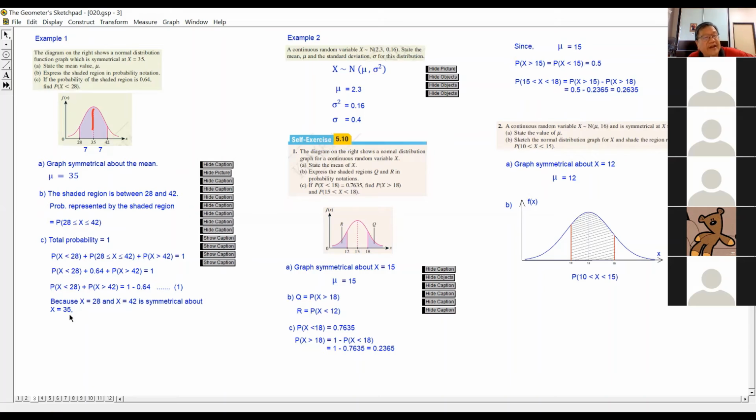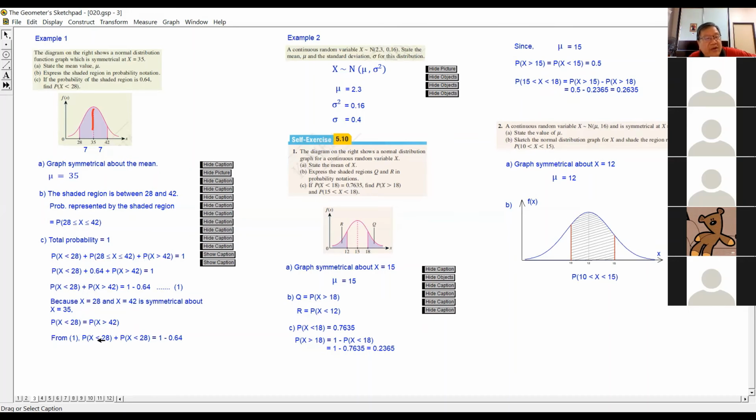And because they are symmetrical about x equals 35, that means the upper tail here and the lower tail here, the two areas, they are the same. They are the same because they are symmetrical. So if they are the same, what can I do? Area less than 28 is equal to the area greater than 42. So I just replace this 42 with 28 because the areas are the same.